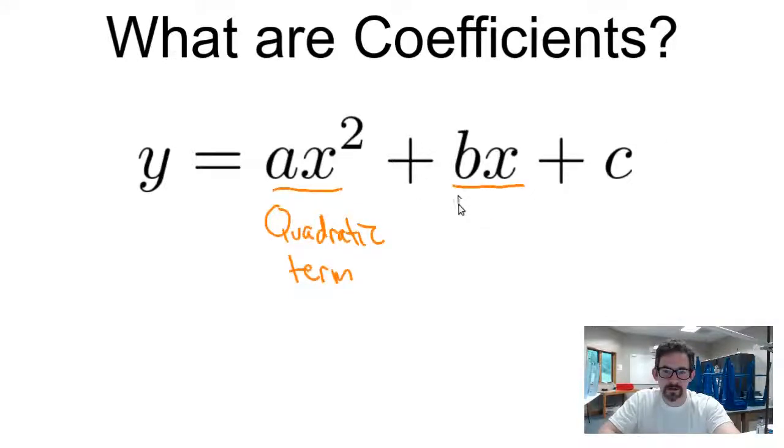This term here is called the linear term, for reasons we're going to see in a second. And this term is called the constant term. It matches nicely with the name c. We want to know, what do each of these coefficients, the quadratic coefficient or leading coefficient, the linear coefficient, and the constant, what effect do they have on the shape of this function? So let's take a look at that.